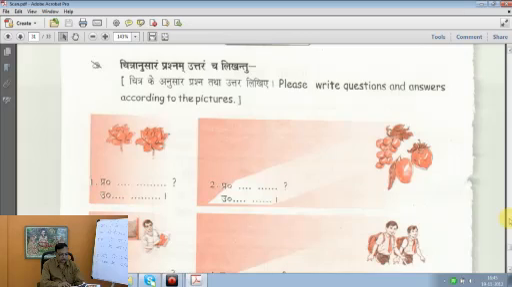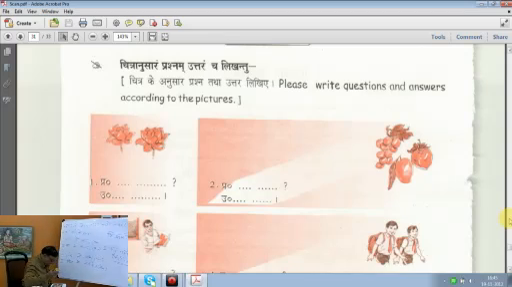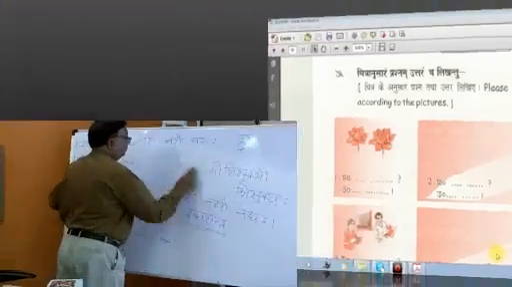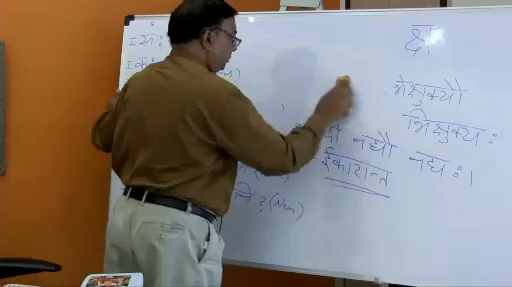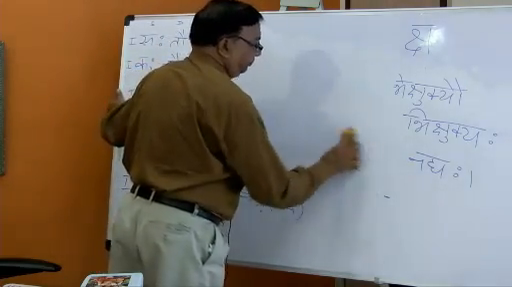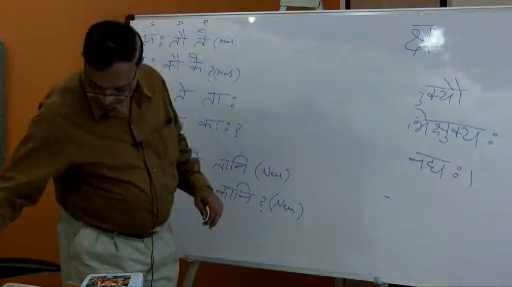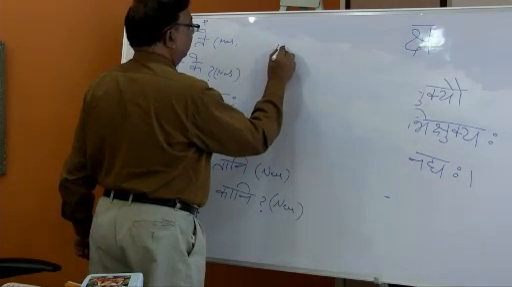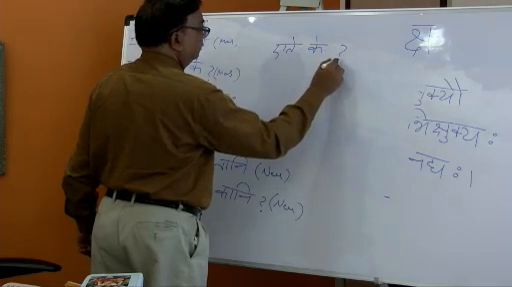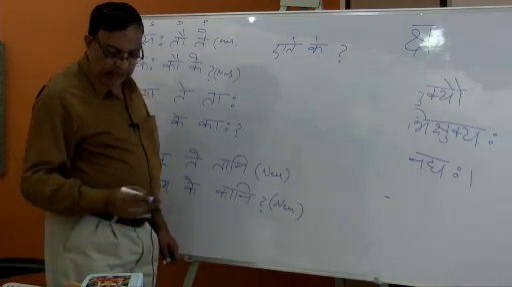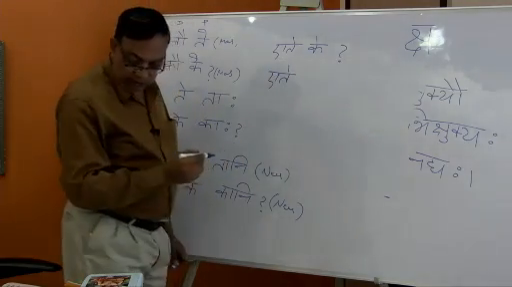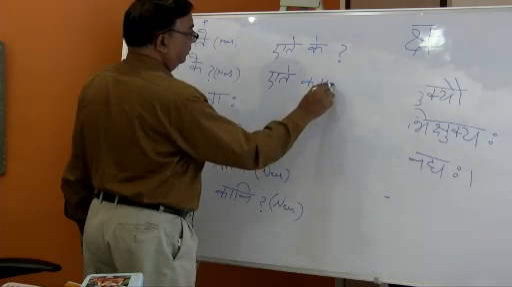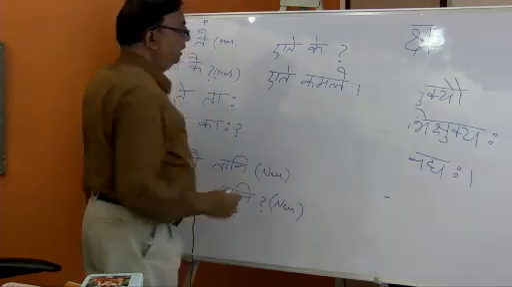You are supposed to write questions and answers according to the pictures. Now, you question yourself, you answer yourself. So how do you go? Here there are 2. So the question would be te, ke, ete. What are these? Ke, ete. Now looking at this, since you are to question here, ete ke, ete ke, what are these? Then say ete. What is the flower you think? Kamala. Kamale. This is the answer. Ete kamale.